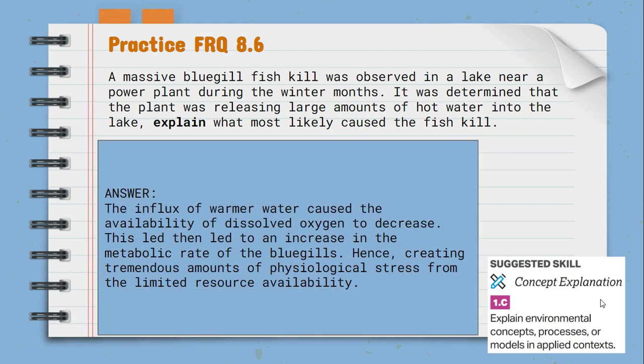Well, in relation to that much hotter water being put into that lake in winter months, we should have seen an influx of that warmer water cause the availability of the dissolved oxygen to decrease. This can then lead to increased metabolic rates of those bluegill fish, hence creating tremendous amounts of physiological stress from that limited resource availability and leading to our fish kill death.